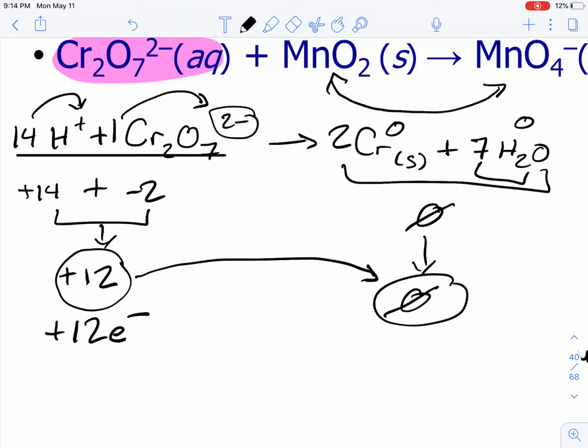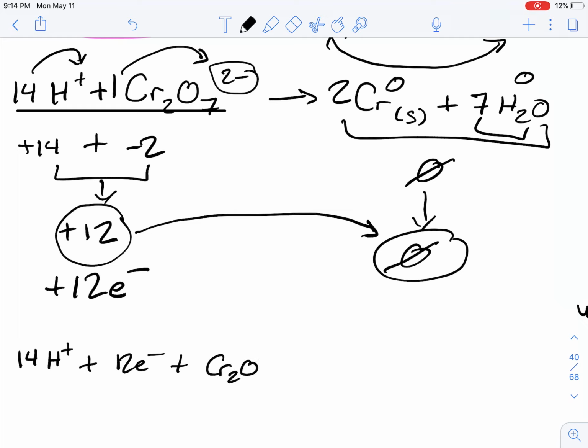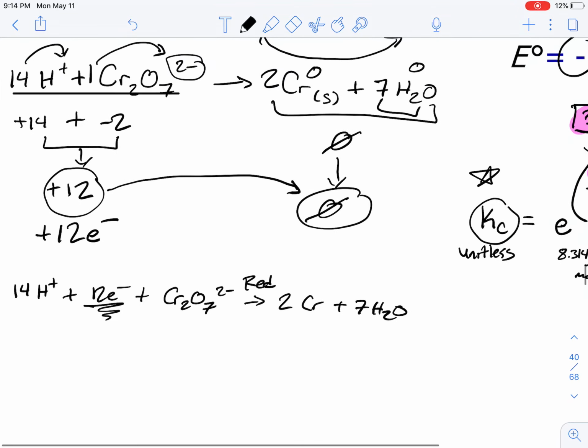And so if 12 electrons are being added on the left-hand side, then this is actually a reductive half, right? Remember, reduction is gain of electrons. So this is 14 H plus, let's see here, 12 electrons, plus... so this is my reductive half reaction. And why is this reduction? Well, because I'm gaining electrons since it's found on the left-hand side.